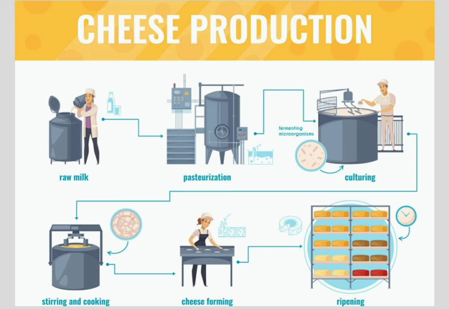After that comes the stirring and the cooking process, wherein the milk which is now filled with the lactobacilli is continuously mixed together, stirred together, and there is a certain cooking process which happens at this step as well, which leads to the formation of cheese. And after the cheese is formed and collected, it is stored for a certain period of time, say about 6 months or 1 year, which is called the ripening process.